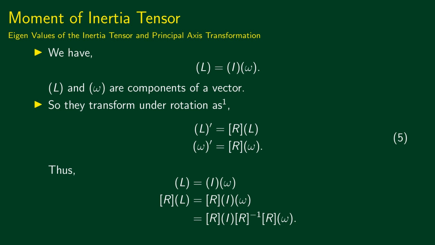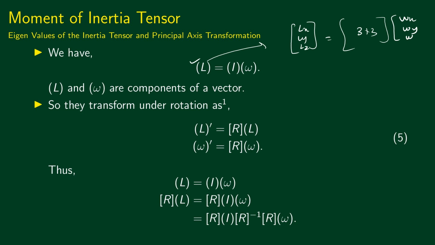Now let's look at the defining equation for the moment of inertia tensor. We had L is equal to I omega. This is a matrix equation. L here is the column matrix with elements Lx, Ly, Lz. I is a 3 by 3 square matrix whose elements are the components of this inertia tensor, and omega is written as a column matrix with elements omega x, omega y, and omega z.